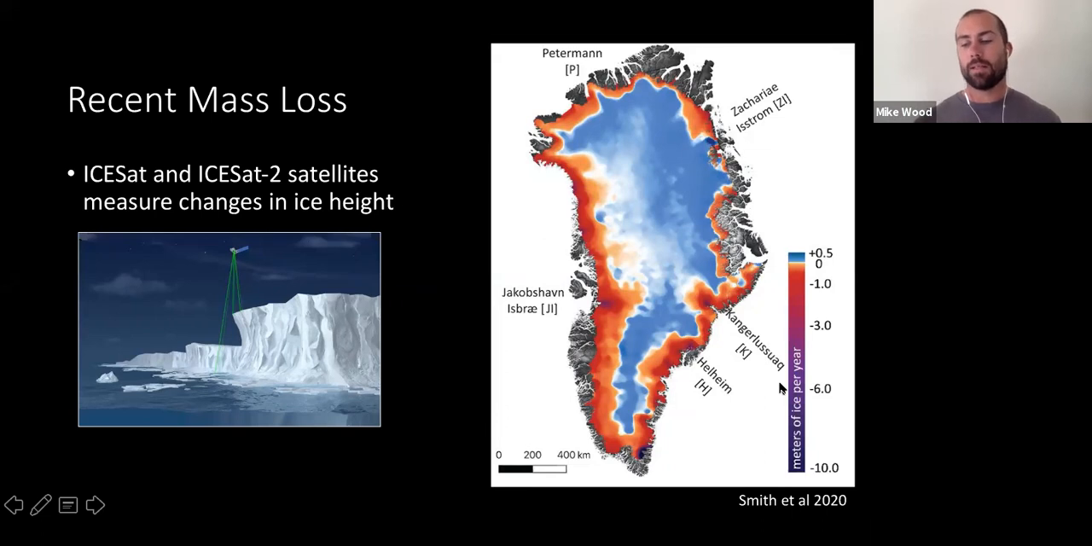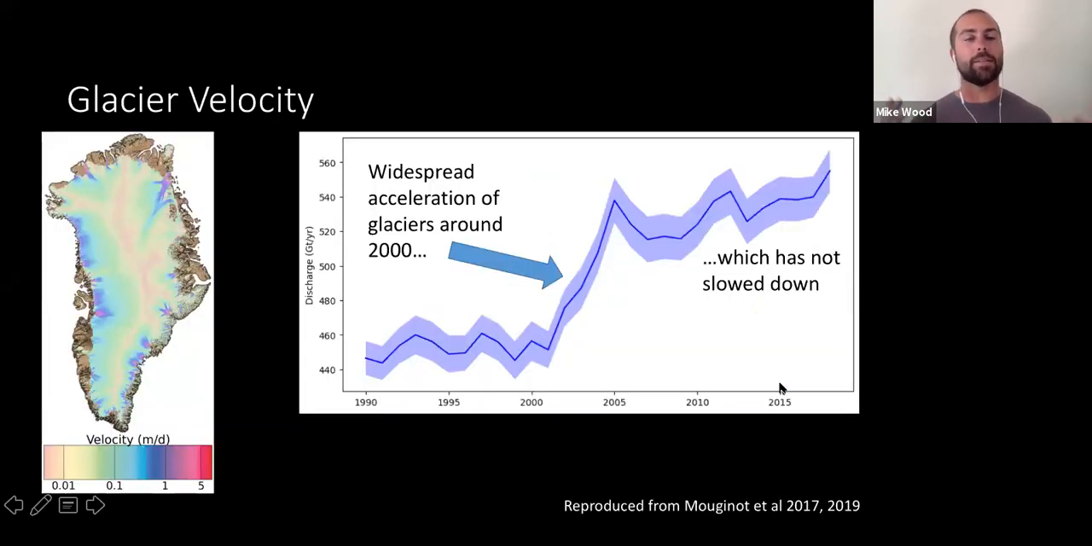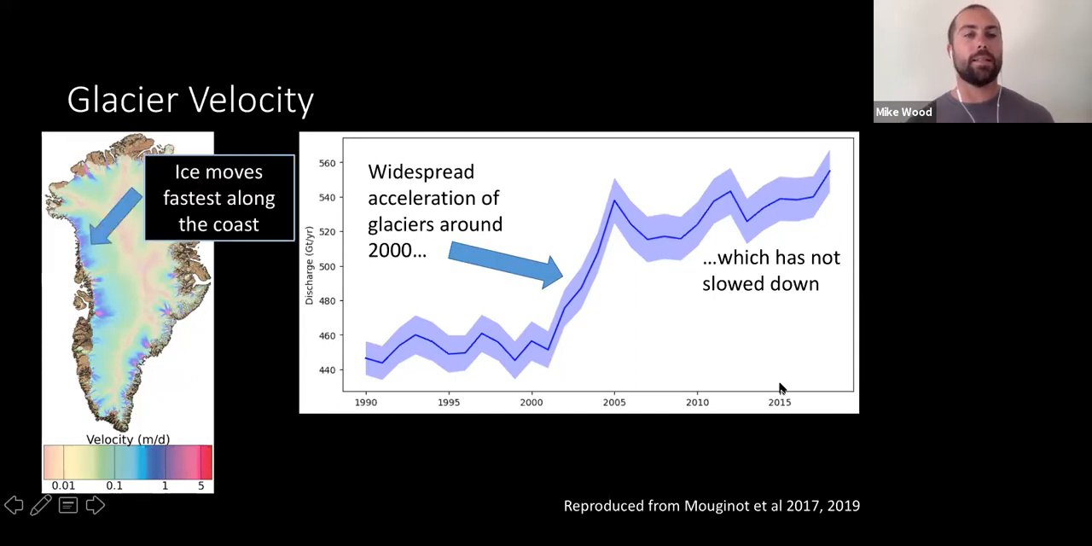But it's also because the Greenland ice sheet is not simply a big ice cube sitting on land, but a dynamic system of ice where the ice is always on the move. And by observing how fast that ice is moving and where, what we can see is that the ice is moving fastest along the coast. And it's not just that it's moving fastest along the coast, it's that the glaciers in Greenland underwent a large speed up after the year 2000.